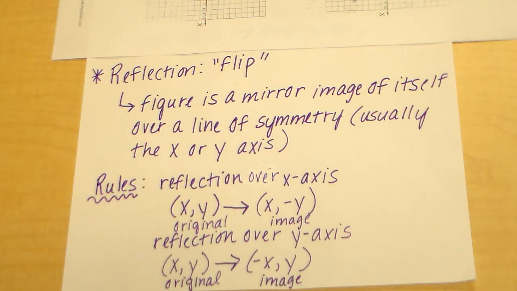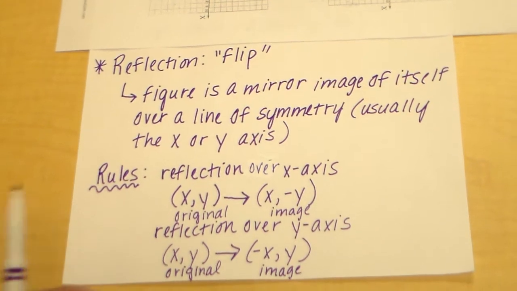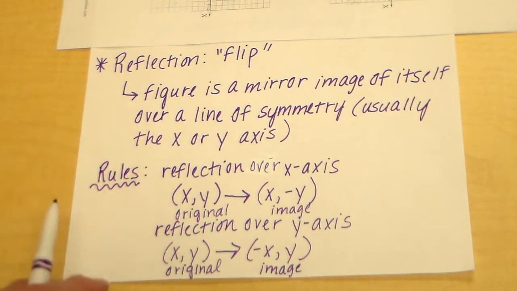So a figure is a mirror image of itself over a line of symmetry. It's usually the X or Y axis. Other times it could be another line, but we're going to refer to the X and Y axis for what we're doing. And then there's some rules here. And this would go on the next page in your mini geometry book.